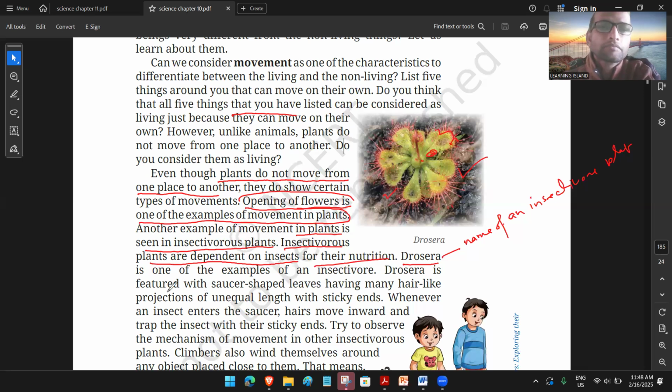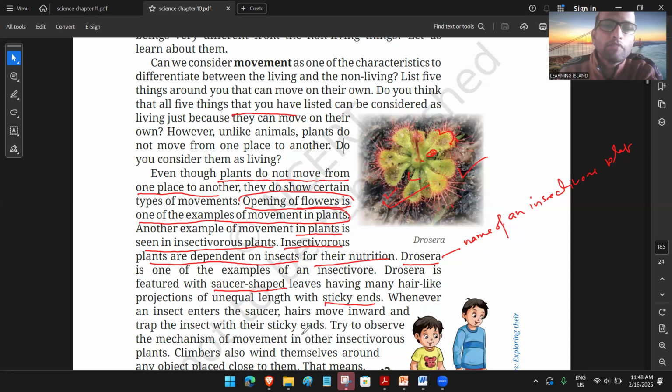Pitcher plant. Okay, how does it happen here? It has a saucer-like leaf, this is the leaf. It has many hairs, like projections of unequal length, and they are sticky. When an insect sits on it, it gets stuck. They can never get back by themselves from there. So whenever an insect enters the saucer, hairs move inward and trap it with their sticky ends.